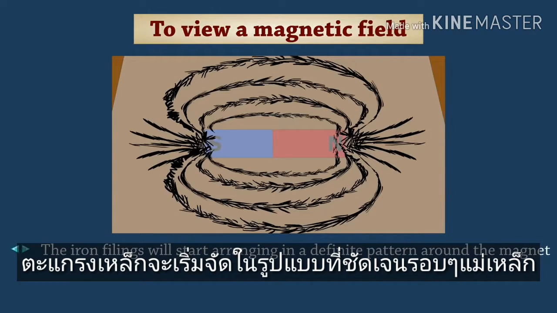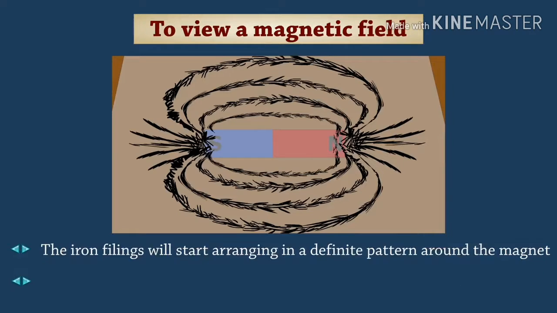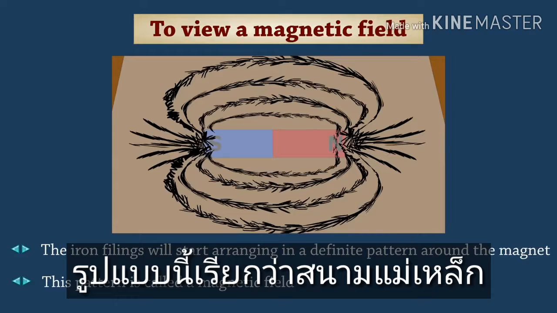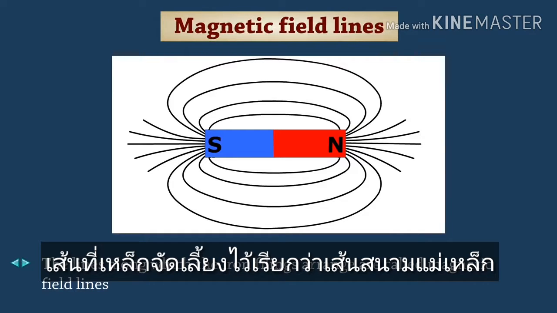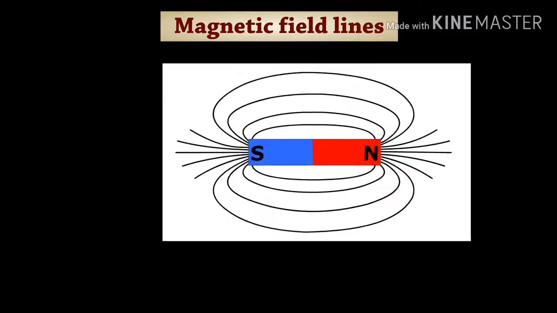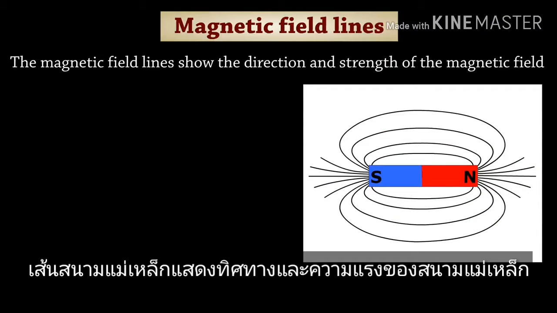The iron filings will start arranging in a definite pattern around the magnet. This pattern is called a magnetic field. The lines along which the iron filings arrange are called magnetic field lines. The magnetic field lines show the direction and strength of the magnetic field.